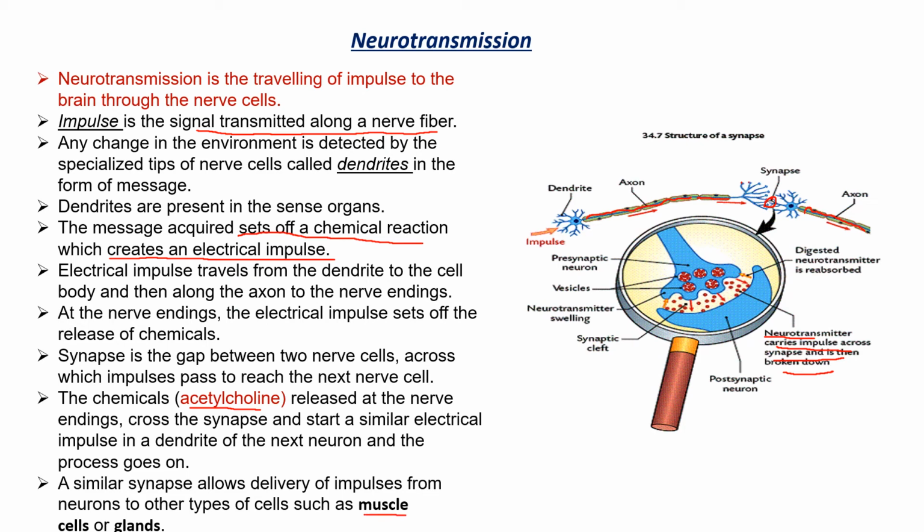Neurons and muscles: there can be a muscle over here instead of another dendrite, or there can be a gland over here. So this synapse can be found even in muscles and in glands.